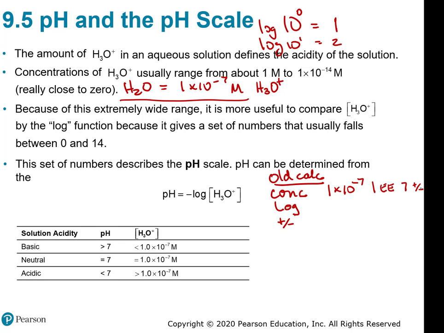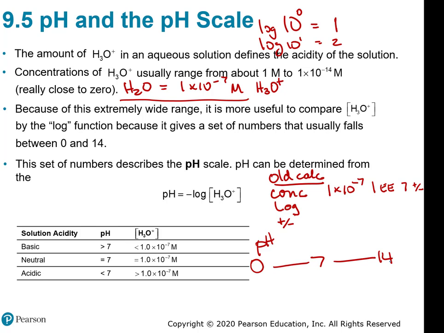Just follow this step every single time. So in pH, this is going to take a number with a lot of decimal places and change it to a whole number. So now we can take the log of an acid or a base or something that is neutral and be able to compare it. So the pH scale goes from 0 to 7 to 14.